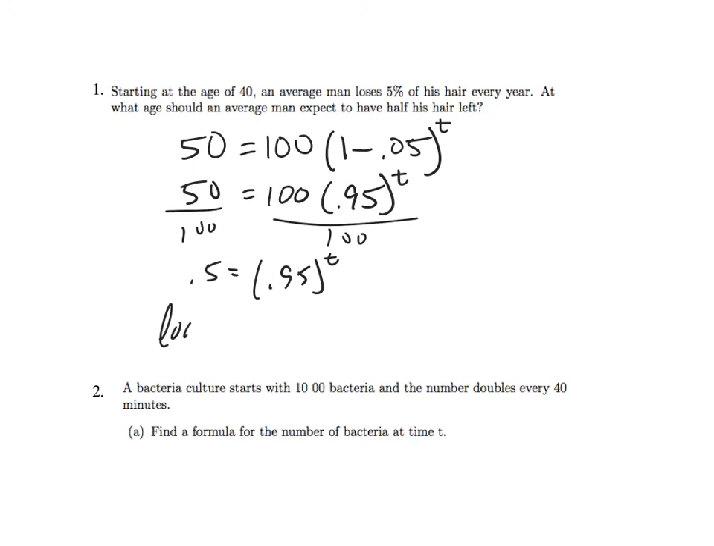So log base 0.95 of 0.5 equals t. And I'm going to put that in my calculator, and then I will tell you the dismal outcome. Log base 0.95 of 0.5, 13 and a half years.